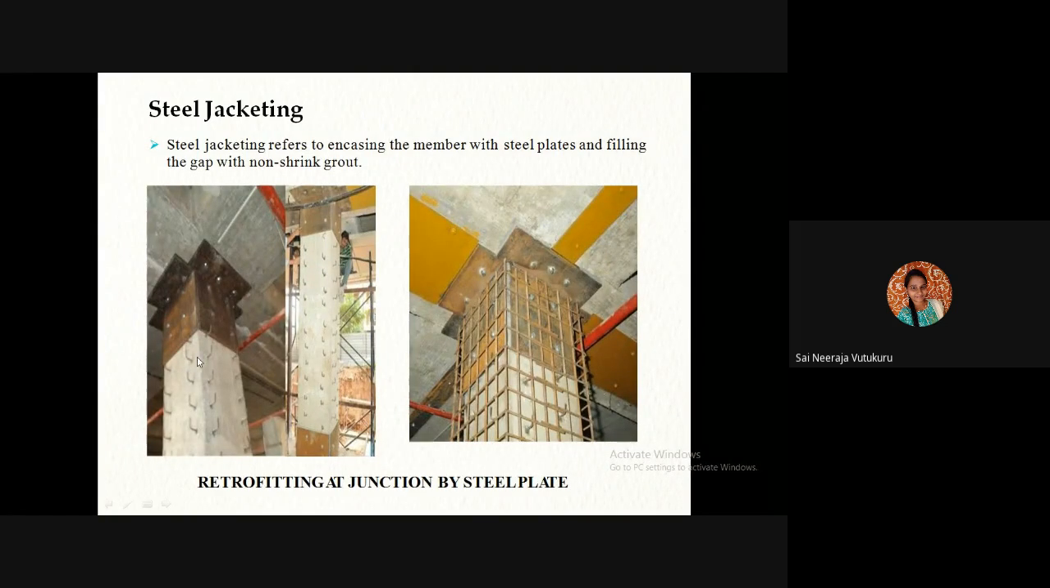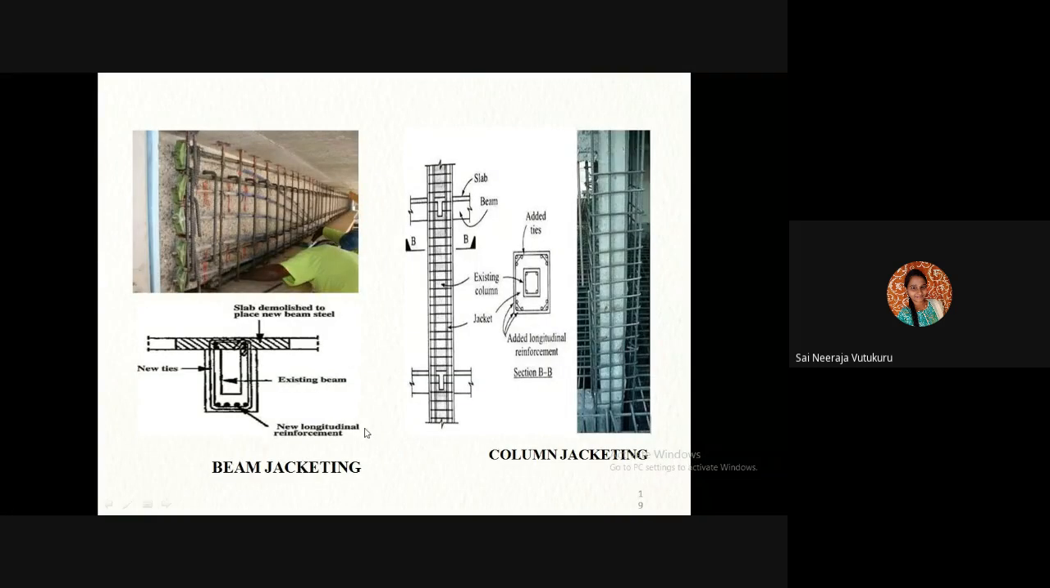Likewise, we fix these steel panels at the top junctions. Here we have made the steel panel reinforcement only at the top, but coming to here, we have provided both steel panel and steel rod reinforcement. So likewise, we can do retrofitting. This is one more diagram which represents the beam jacketing.